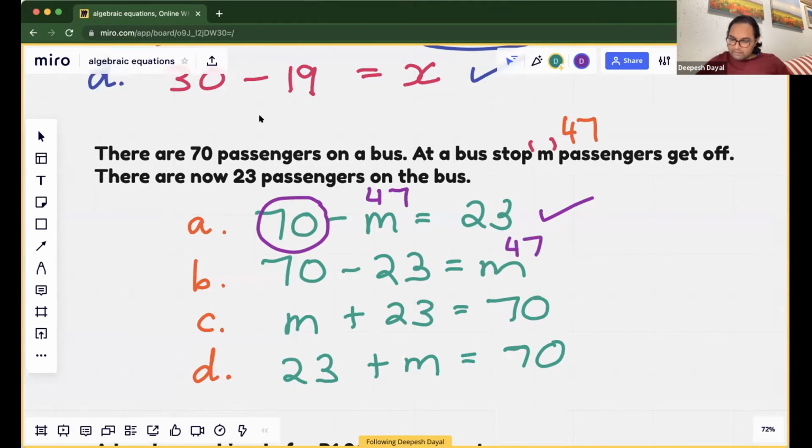So this is also correct. The next one, we say 47, the ones that left plus the ones that are present give you 70. This is also correct. Here, the ones that are present plus the ones that left give you the total. This is also correct. So all of them are correct.